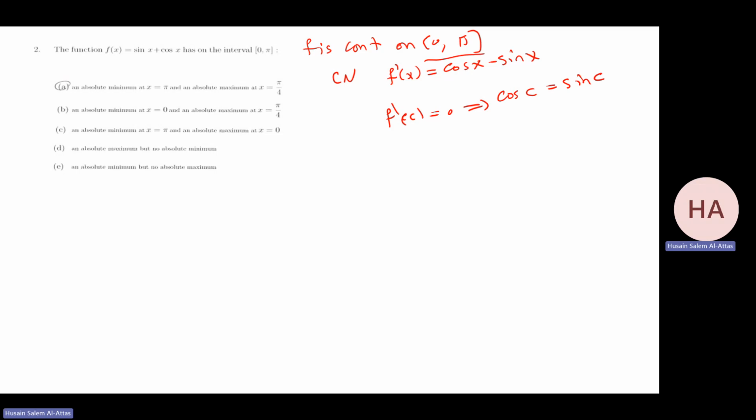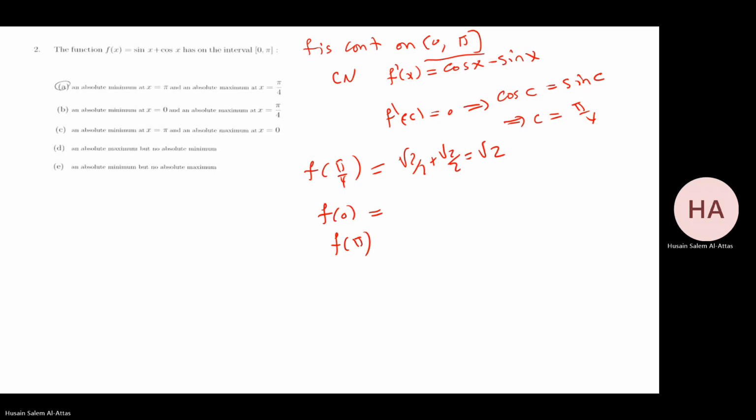This is first and second quadrant. That implies c equals pi over 4. Now we'll check f of pi over 4, f at 0, f at pi. At pi over 4, cosine and sine are the same, so it will be square root 2 over 2 plus square root 2 over 2, which is square root of 2.